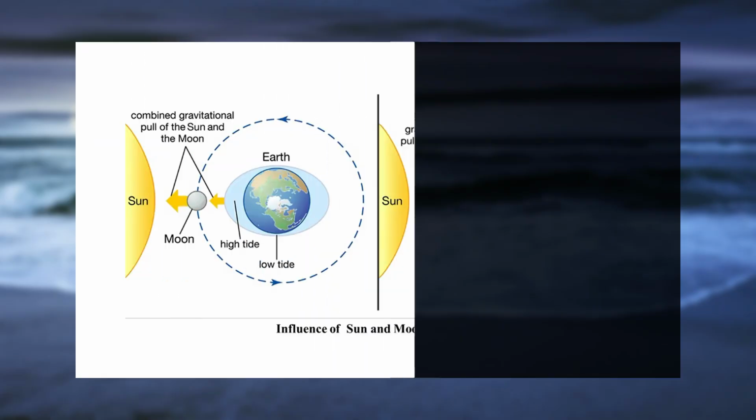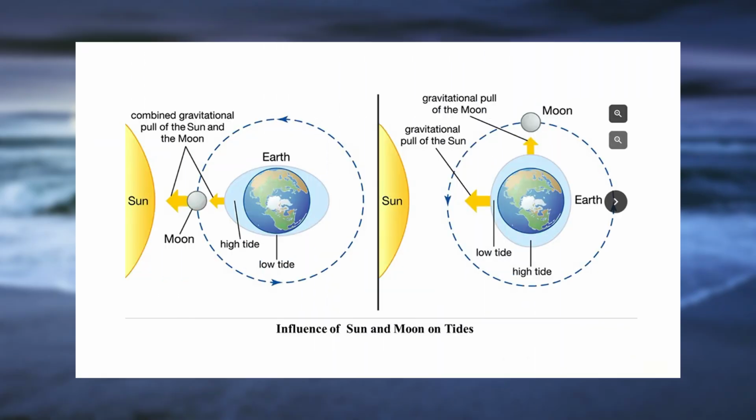Moon's influence. Although both the sun and the moon exert a gravitational force on the earth, the moon's influence is dominant. This is because gravitational force depends heavily on distance. Since the moon is much closer to the earth than the sun, its pull on our oceans is roughly twice as strong as the sun's.